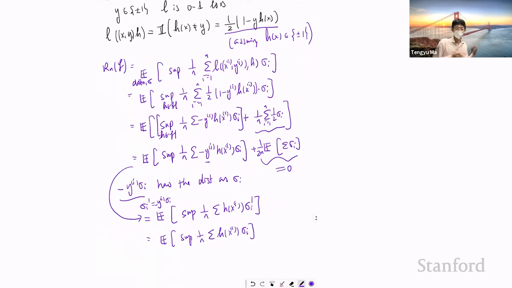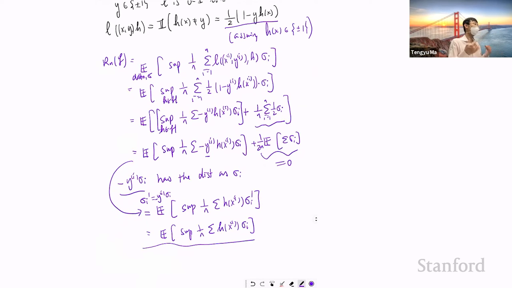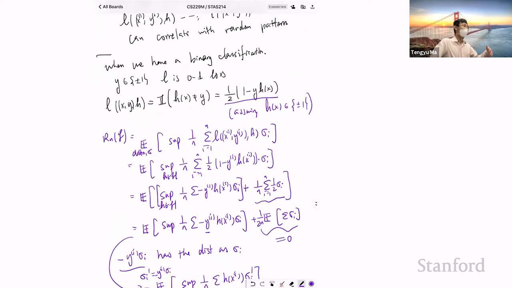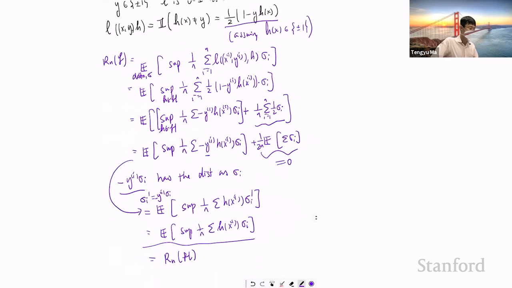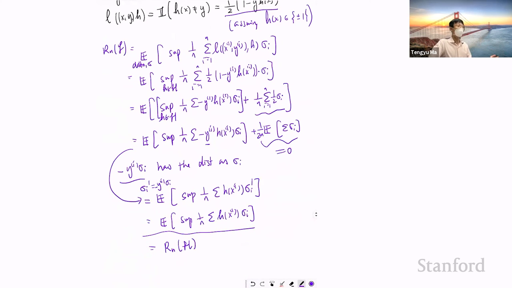Okay, so what have we achieved here? What we have achieved is that this seems to be a strictly simpler quantity than before. Why? This is basically the Rademacher complexity of the hypothesis class H, but not the family of losses. Before we were talking about the family of losses, and now you're talking about exactly the Rademacher complexity of the hypothesis class H. So basically, this is saying that for binary, I think I'm missing something. I'm missing a half here. Where did the half go? Yeah, I think I lost the half. Sorry.